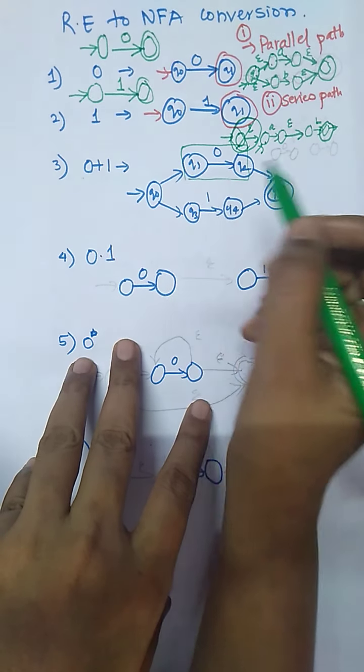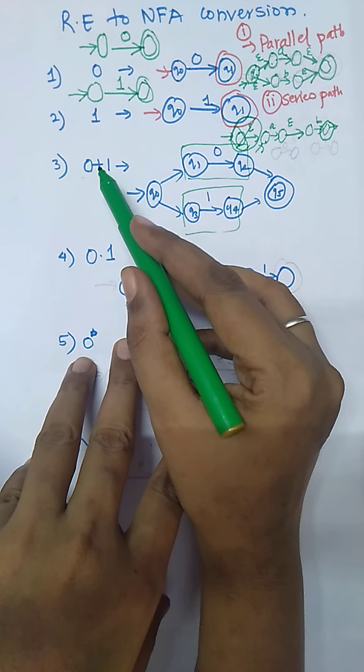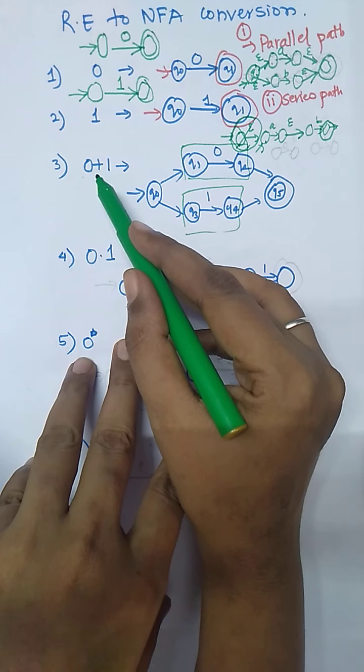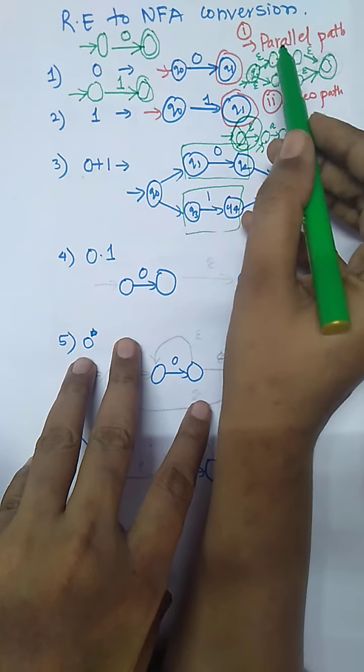This is the 0 position, and next to it we have drawn 1. Now we have to decide in which connection we have to connect them, either parallel or series. The plus sign is the parallel one.